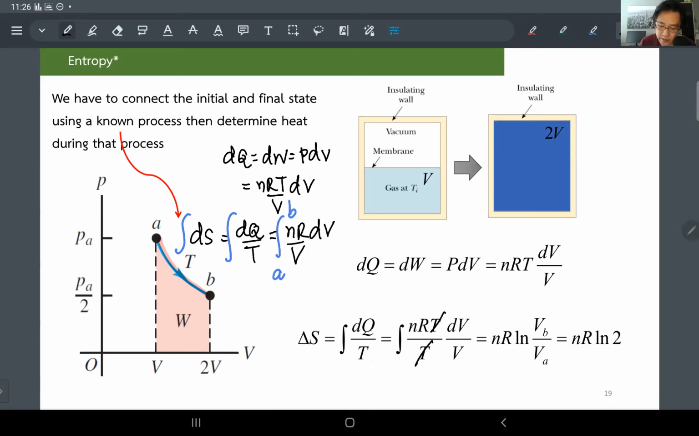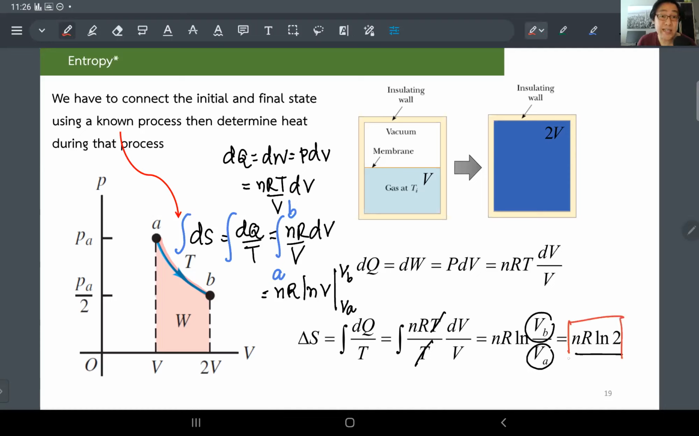I can write dQ over T; T cancels, leaving nR over V dV. You do the integral. Once again, n is constant, R is constant, and the integral of 1 over V is log V. You take V of A and V of B as your limits of integration. And that's it. Because we know the volume at the final point is twice as big as at the initial point, at the end it is nR log 2. And that is your entropy change.